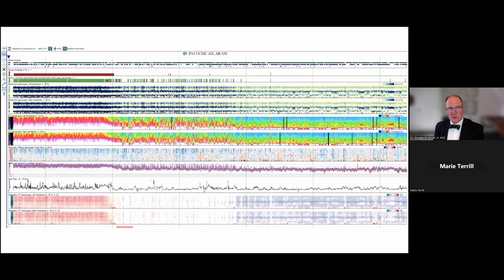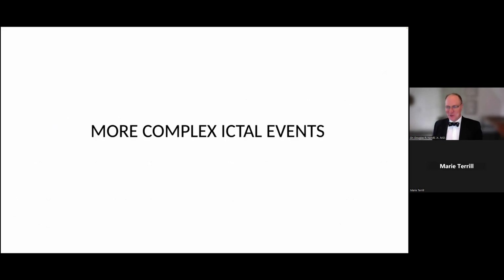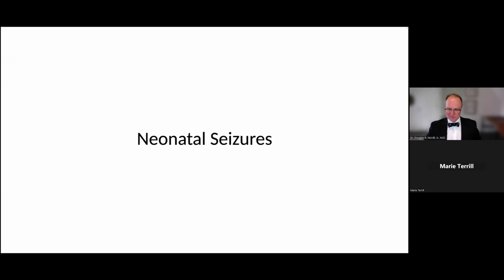And what you can see here is a dramatic change in the seizure probability and the trends accompanying the administration of an anti-seizure medication here. And following that, the EEG remains abnormal, but it's focal, and that previous diffusely distributed epileptiform activity is no longer present. Okay, all well and good, but before you get too comfortable, let me introduce some more complex ictal patterns.